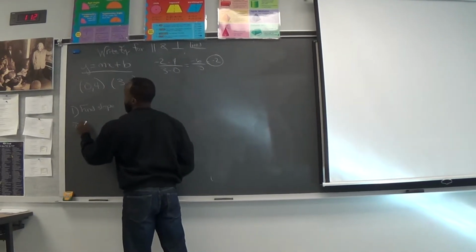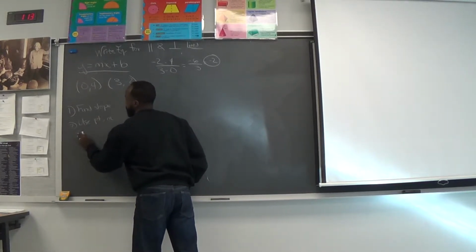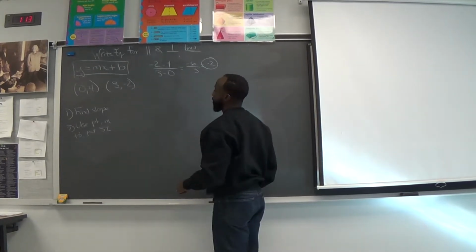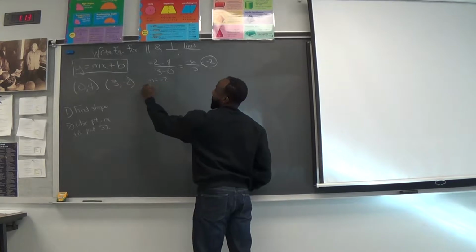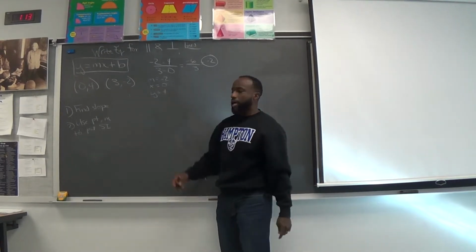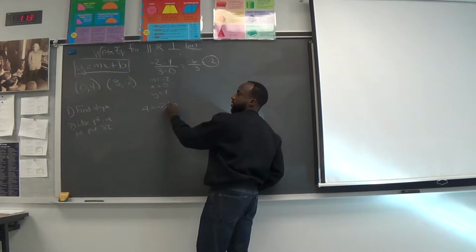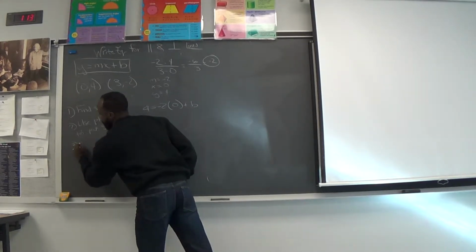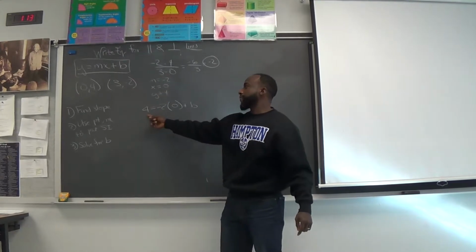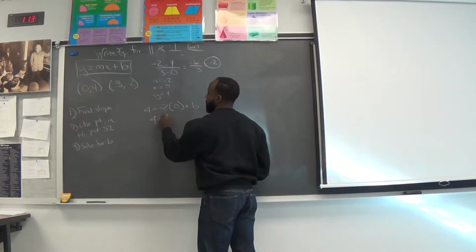The next thing you want to do is use the point and the slope to put into slope-intercept form, y equals mx plus b. Our slope is negative 2. X is 0 and y is 4. We do this to solve for b. So 4 equals mx plus b. Once you solve for b, you can put it into this equation. So you have 4 equals negative 2 times 0 plus b. Negative 2 times 0 is 0. Therefore, 4 in this particular problem equals b.